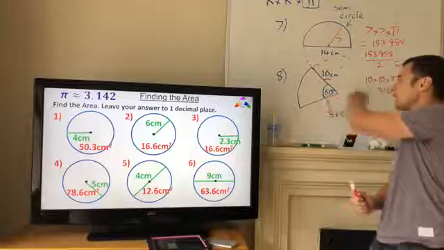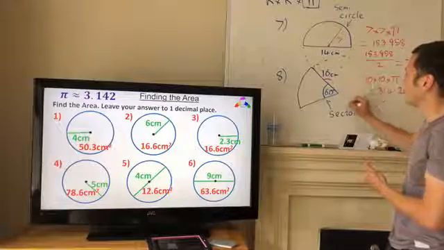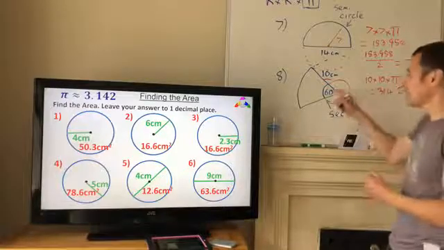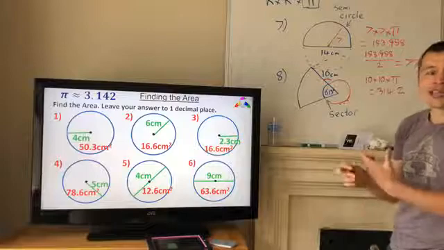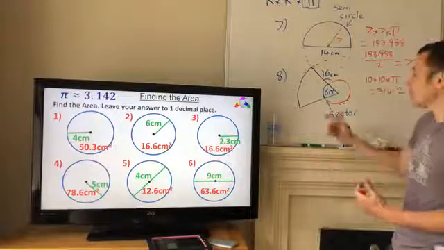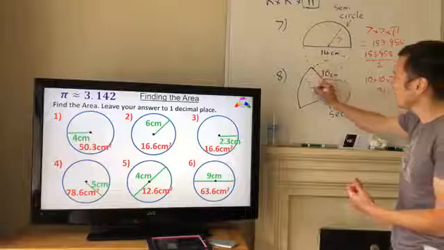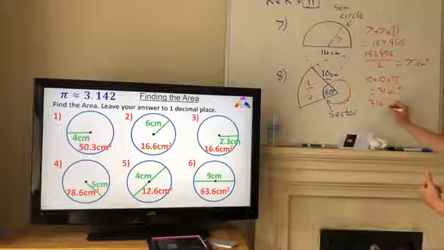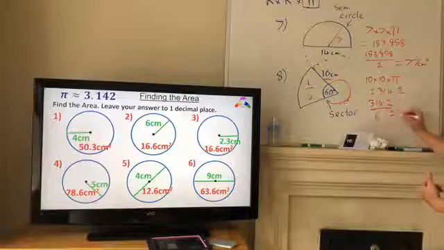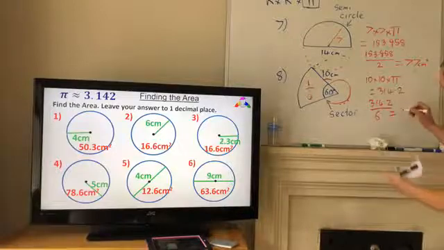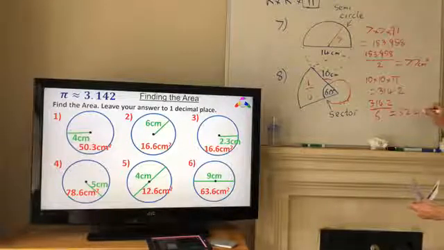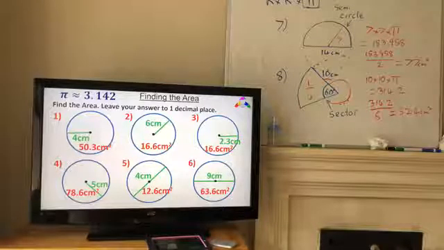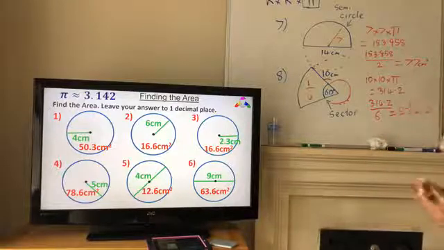Well, you know that there's 360 degrees in a full circle. So in a full circle, it's 360 degrees going all the way around. This is 60. So how many 60s go into 360? And you should work out it's 6. So this is a sixth of a whole circle. So you can then do 314.2 divided by 6 to give you 52.4 centimetres squared.